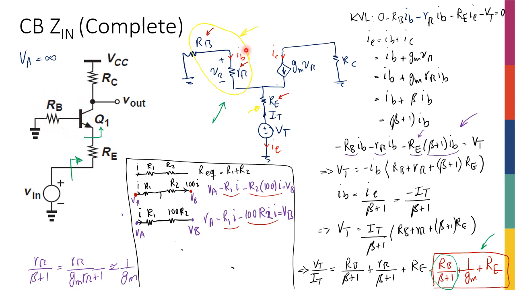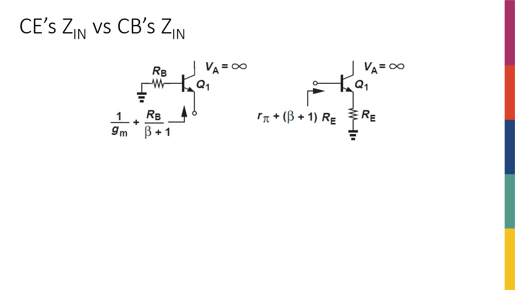And what do I have in the base? These are what I have in the base: RB and RPi. Divided by beta plus 1, they come to the emitter side. I hope this makes some sense. So this is really the summary that I mentioned.